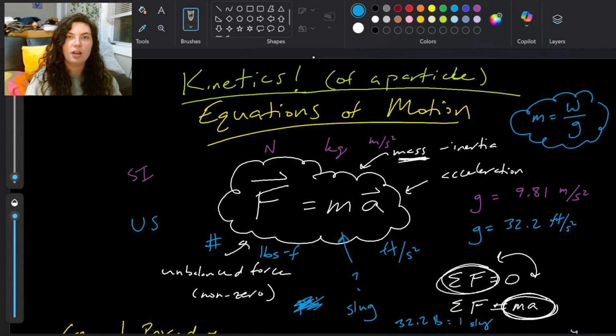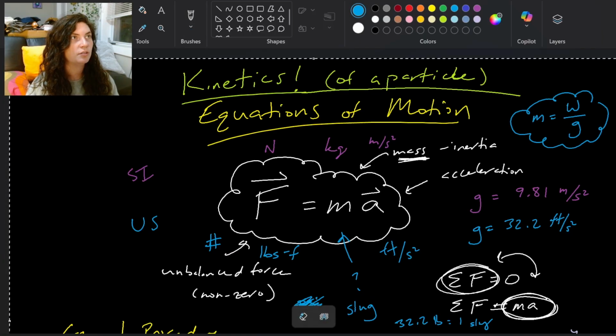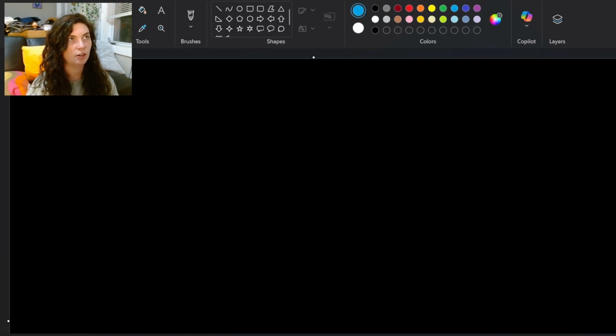So now that we've talked about these general ideas of kinetics and the equations of motion, let's talk about how we're going to apply them and do some examples. We're going to start with a rectangular coordinate system, and I'll give you a few tips for working in our rectangular coordinate system before we launch into our example.